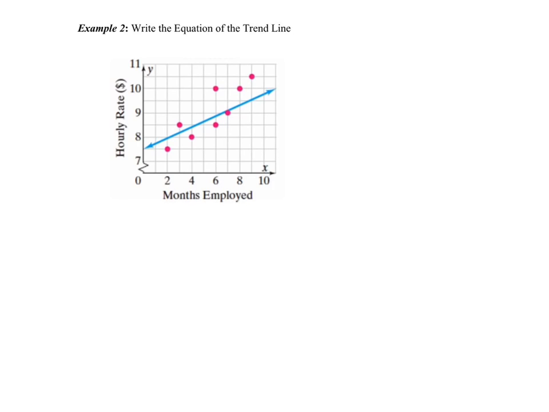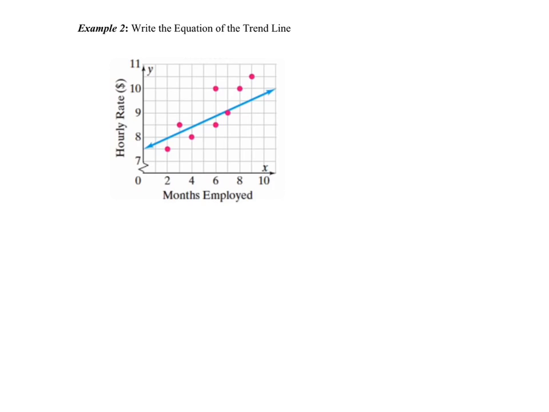So let's look at example 2. We want to write the equation of a trend line. So using the scatter plot, we're talking about an hourly rate and our months employed. And the trend line is created for us.